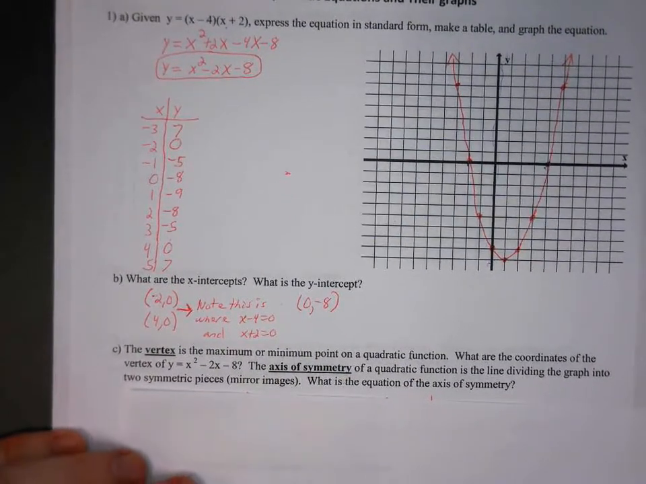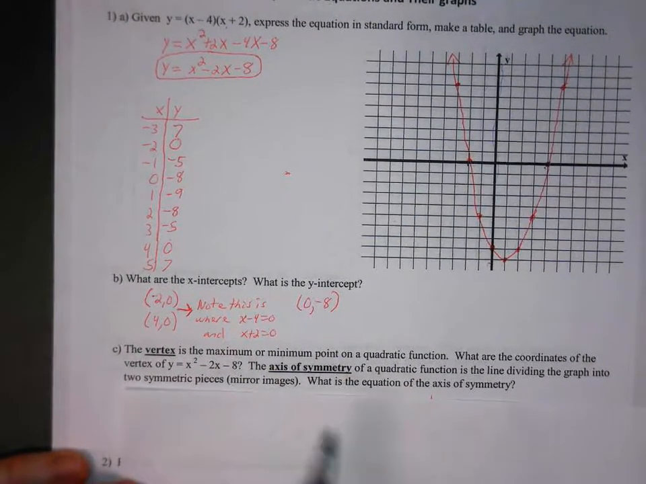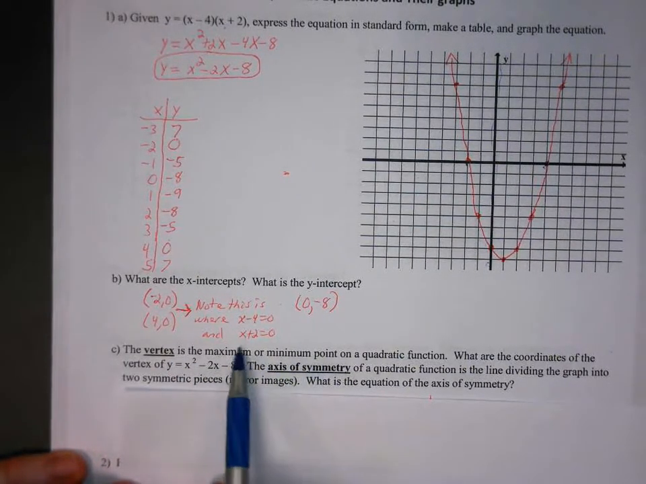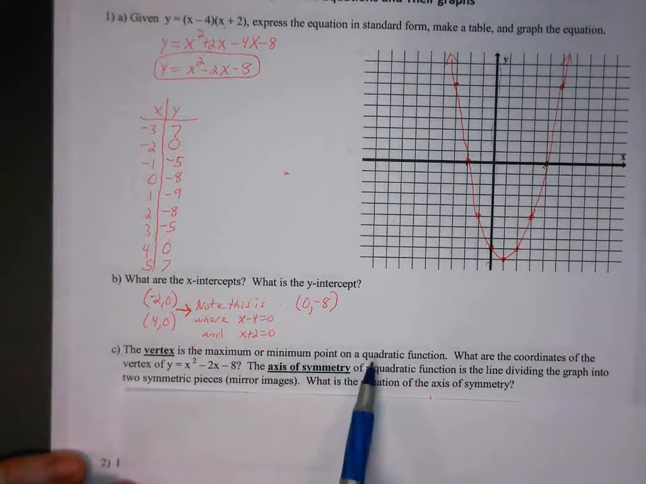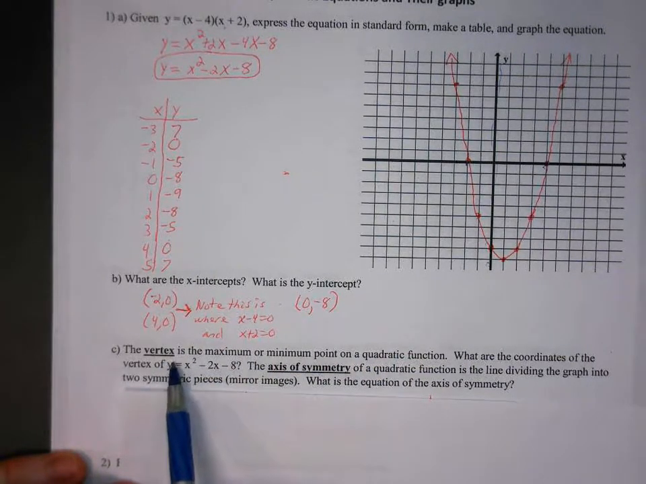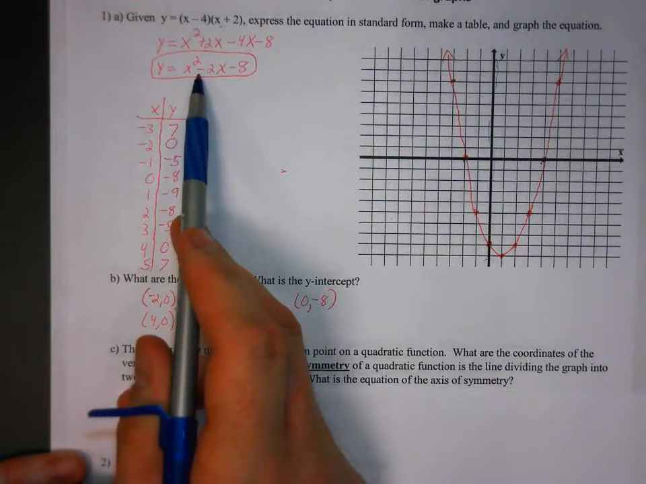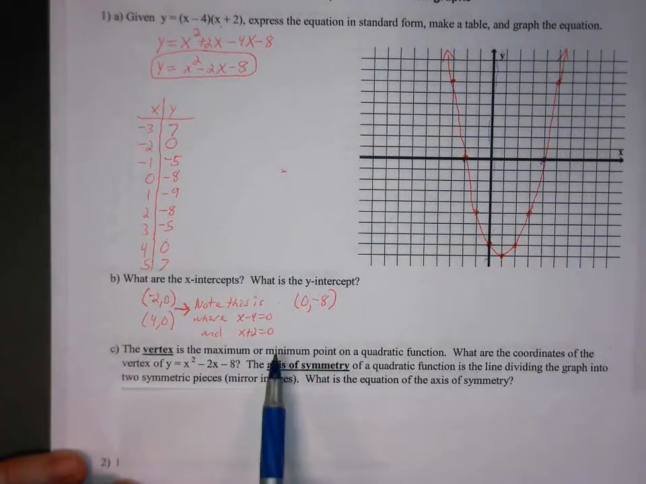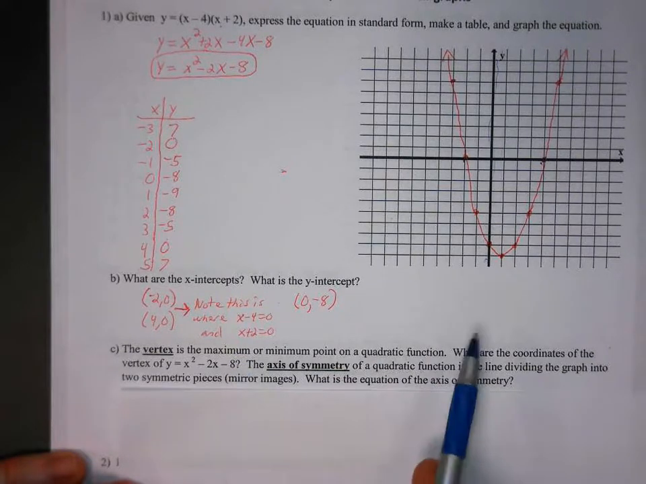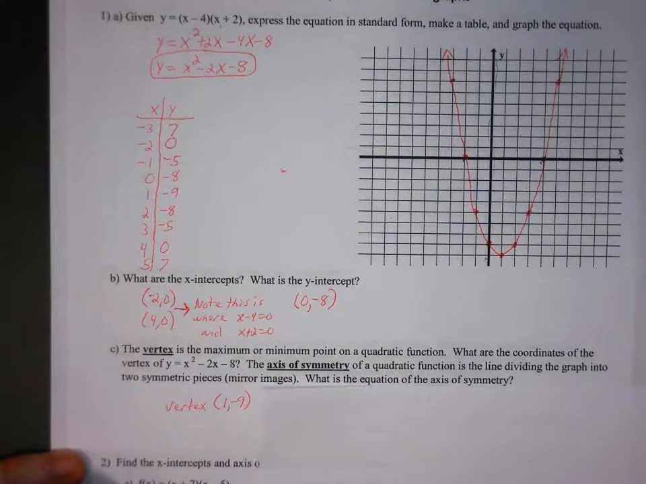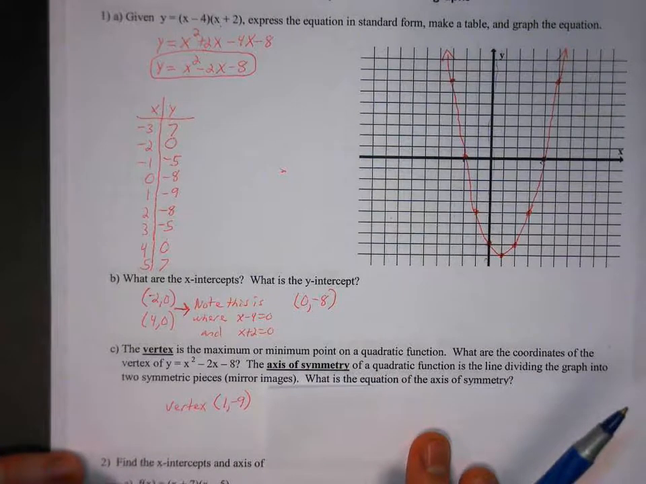Some new terminology: vertex and axis of symmetry. The vertex is the maximum or minimum point on a quadratic function, or you can look at it as the highest or lowest point. So what are the coordinates of the vertex of y equals x squared minus 2x minus 8? That's the equation we have up here, with the standard form and the factored form. The lowest point occurs right here, which is at (1, -9). So the vertex is at (1, -9).